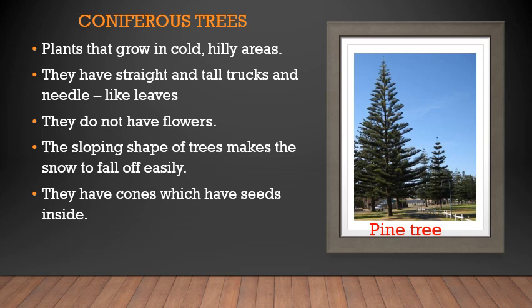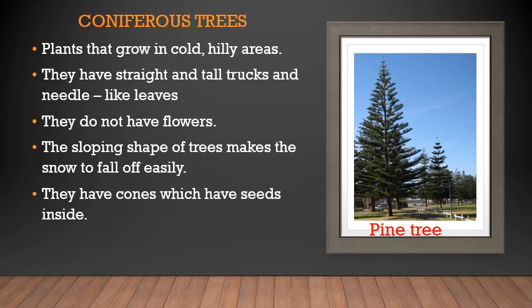That means these are the trees which grow especially on the mountains. Now on the mountains, what happens? There is a lot of snowfall, and the weather is a little more extreme compared to other places. So when the snow falls on the leaves of these trees, it can easily fall down on the ground. That is why they are shaped like a cone.